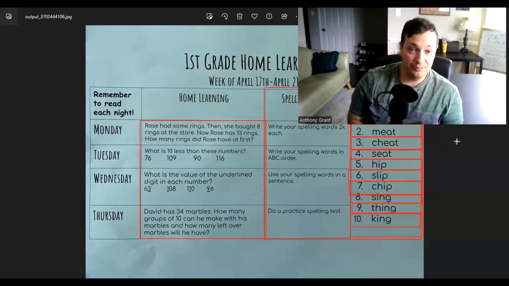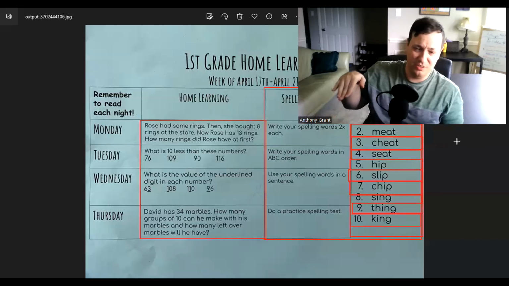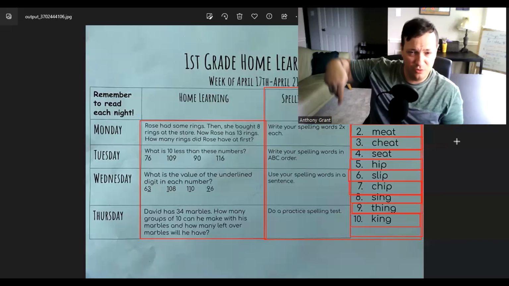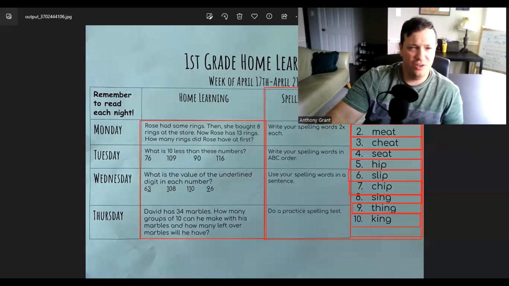Next is slip. So slip is when you're walking on the floor and there's not a lot of friction. Maybe you're getting some water and then you slip. Or you walk on a banana peel and slip. So you could say he slipped on a banana peel.